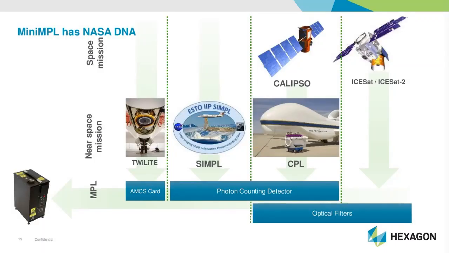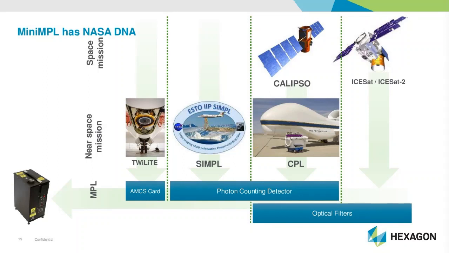And thinking about it as DNA, it shares component history with several fairly high-profile NASA missions. So we tried to show this schematically here, right? On the top of your screen, you can see space missions, Calypso, ISAT, ISAT-2. These are some pretty famous missions. ISAT is measuring the heights, the elevation of your polar ice caps, and Calypso is an aerosol LiDAR style.